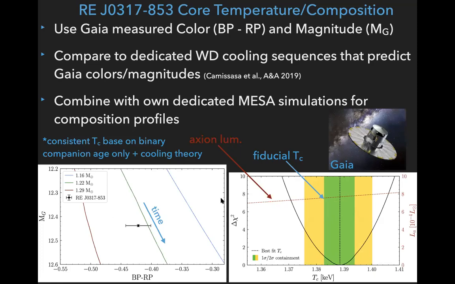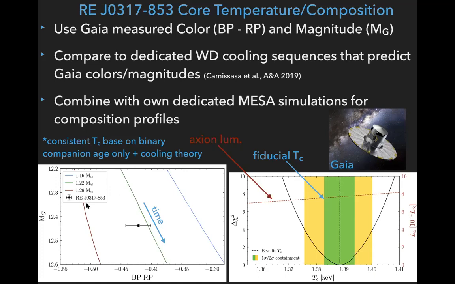So the next question is, how do we know the core temperature of this white dwarf? So we again use Gaia data. We use Gaia luminosity data. So Gaia has measured the color and the magnitude of the star. So here I'm showing you the color on the x-axis, the magnitude on the y-axis. The data point is the star, the Gaia data. And we compare this to dedicated white dwarf cooling sequences that predict, for different white dwarf masses and different white dwarf temperatures as a function of time, the Gaia magnitudes and colors.